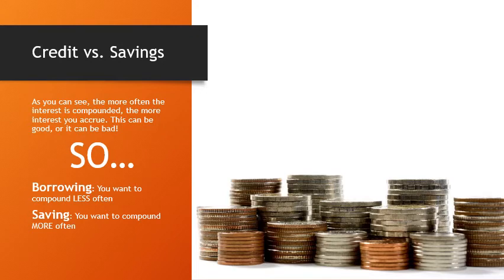Now let's talk about borrowing versus savings. Since the more often the interest is compounded, the more interest you accrue, compound interest can be good or it can be bad, depending on whether you're investing or opening a credit account. And you want to keep that in mind. So essentially, in borrowing, you want interest compounded less often. If you're saving, you want it to compound more often.